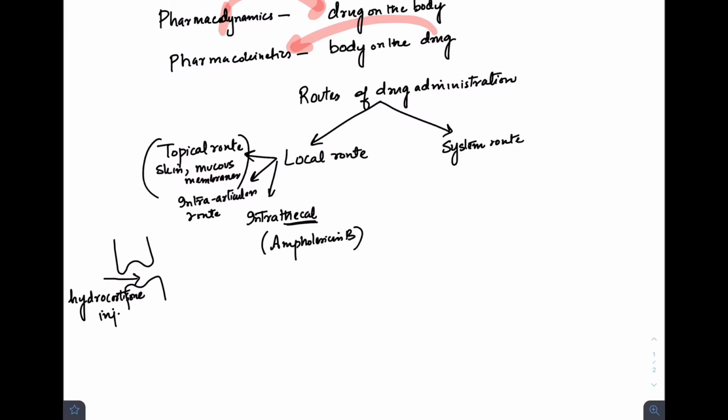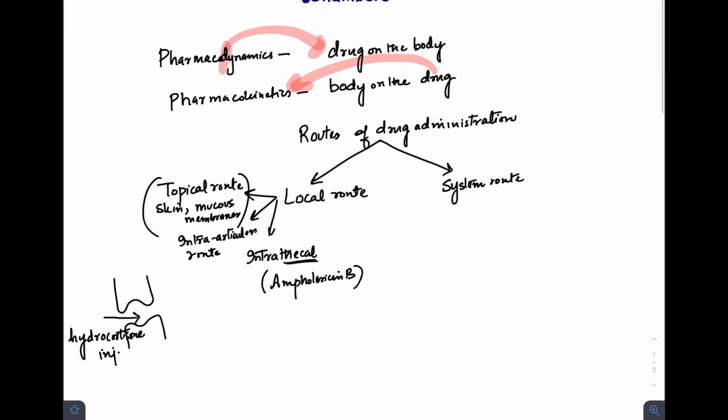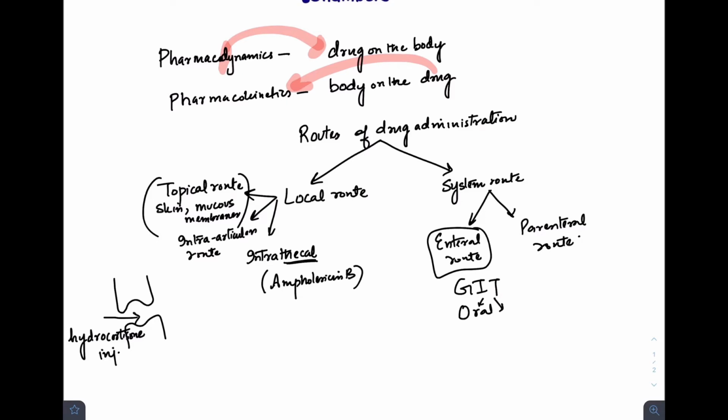So what about the systemic routes then? Systemic routes I can broadly categorize under two, that is enteral route and parenteral route. Enteral route means enteral itself stands for the GIT. So I am administering the drug in my gastrointestinal tract, and we know we have two major sites by which we can administer through the GIT, that is the oral route or the rectal route.